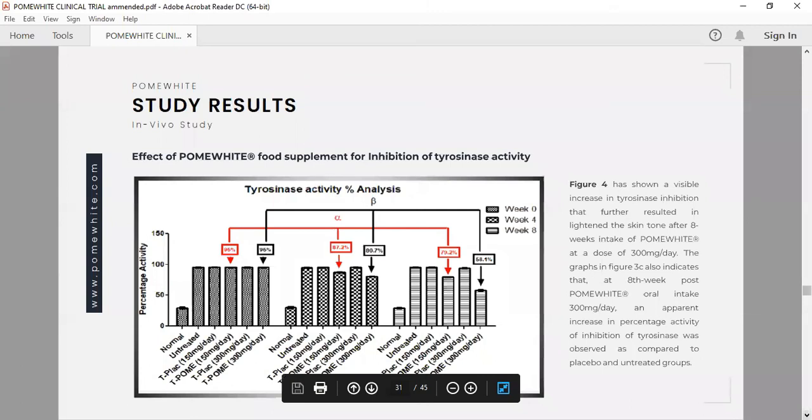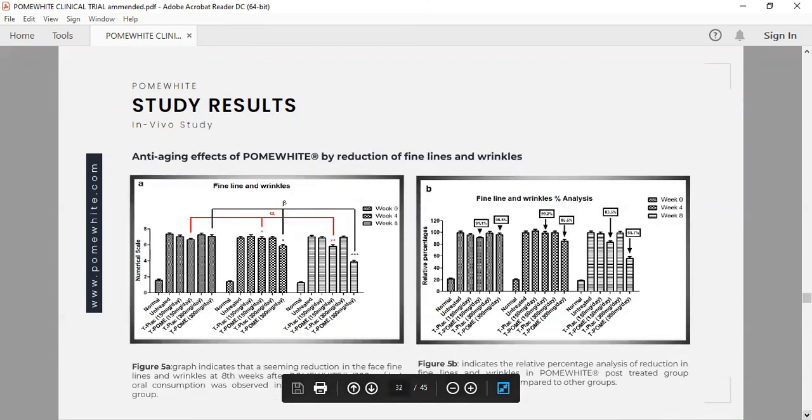Then we have the tyrosinase activity analysis. This was also done from the serum of the blood, and it is seen that activity is maximum in the acne people. As they use Pomewhite day by day, their levels decrease, and at almost 300 mg per day, there was a 40 to 45% decrease after 8 weeks of Pomewhite treatment. This will impart skin whitening properties to the skin.